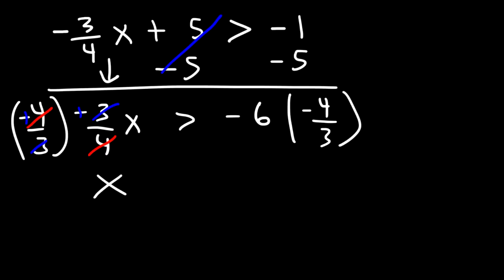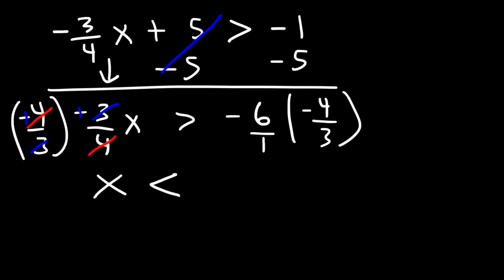Now, what should you do every time you multiply or divide by a negative number when dealing with inequalities? Do you remember? Anytime you multiply or divide by a negative number, you need to change the direction of the inequality. You need to flip it.